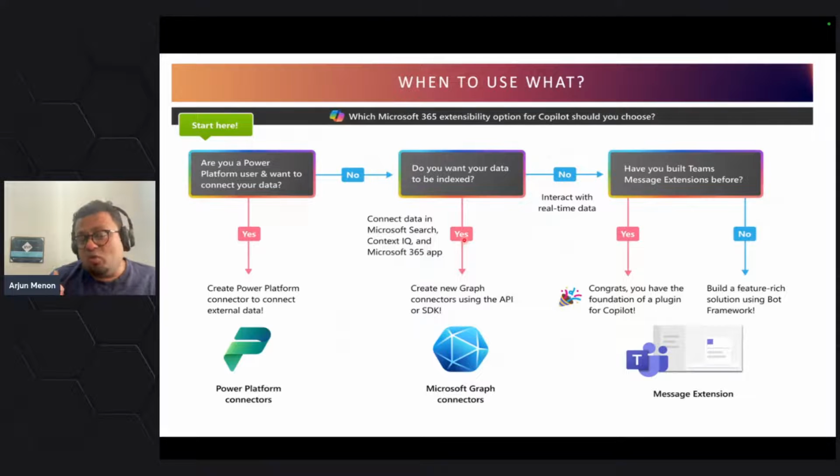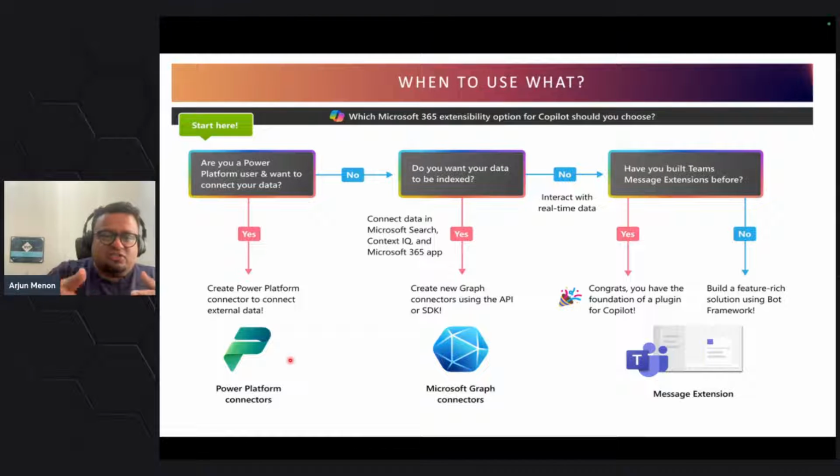Now there is also one more connector which is available called Power Platform Connector. What you can see in the bottom line is the three ways in which you can extend the Copilot so that you can get the data into the whole ecosystem. If your organization has invested extensively in the Power Platform, definitely Power Platform Connector is something which you can get the data from.